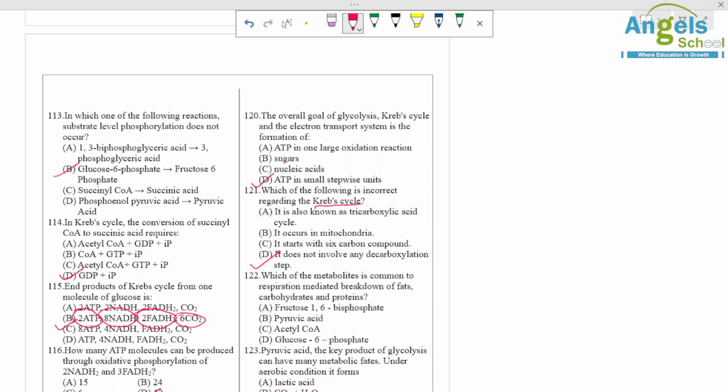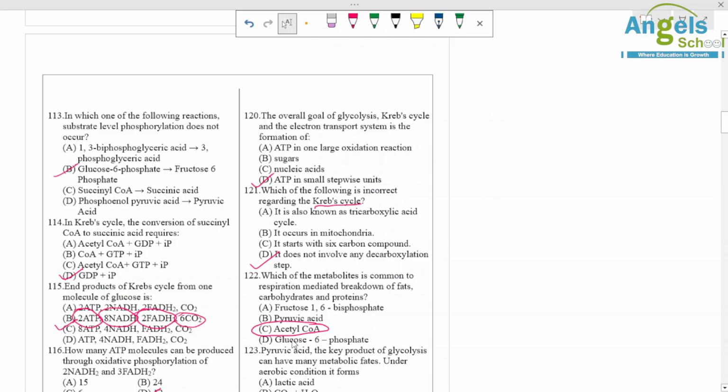Question number 122. Which of the metabolite is common to respiration mediated breakdown of fat, carbohydrates and proteins? Options are fructose 1,6-biphosphate, pyruvic acid, acetyl-CoA and glucose 6-phosphate. So acetyl-CoA is a common molecule in all the cycles, like in fat, carbohydrates and proteins. So option C is correct.